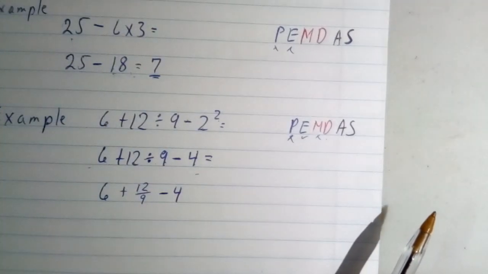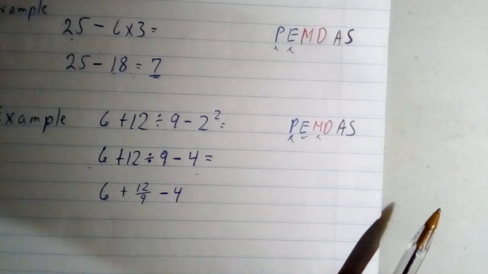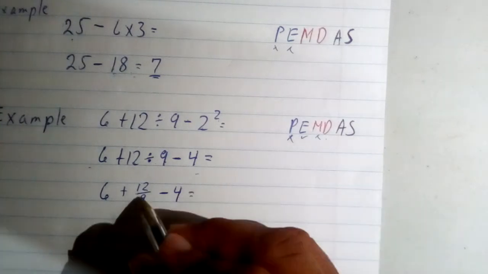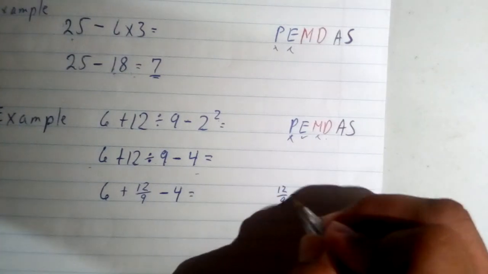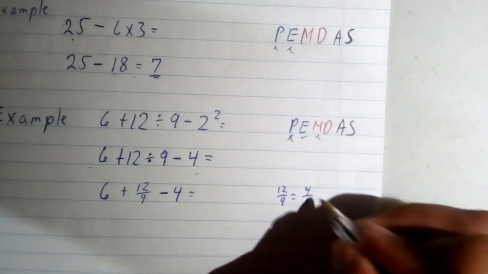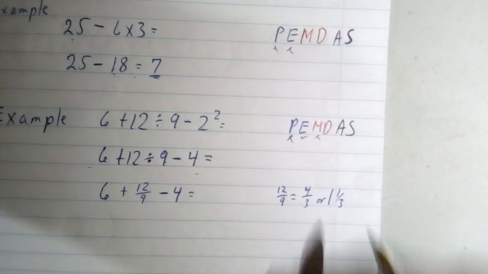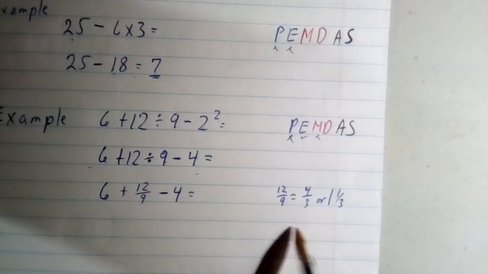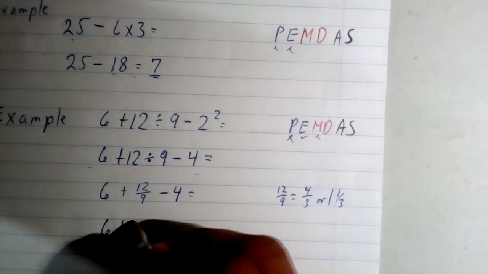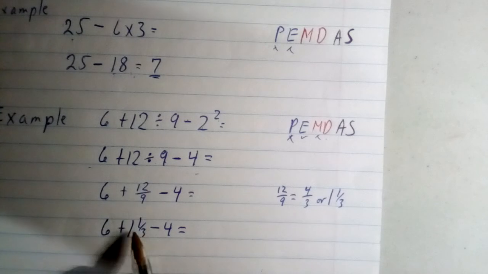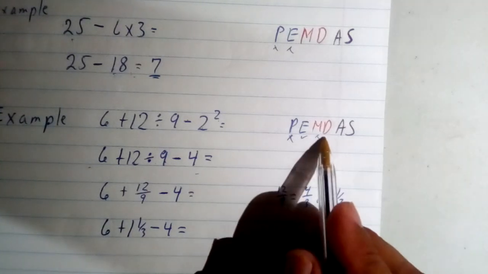Now remember, when we had fractions, what do we do? We can reduce it to lowest terms or simply change it to a mixed number. That is up to you. So if we notice here, we end up with 12 over 9, and 12 over 9 is actually reduced by 3. That gives us 4 over 3, or 1 and 1/3. So this 12 over 9 is actually 1 and 1/3, or 4 over 3. So let's put it 6 plus 1 and 1/3 take away 4 equals, I'm just writing 12 over 9 here. Nothing in PEMDAS says that, but the thing is that we have done the division.